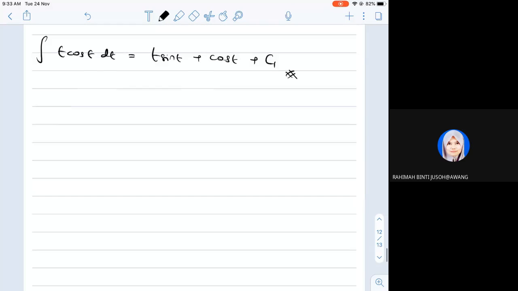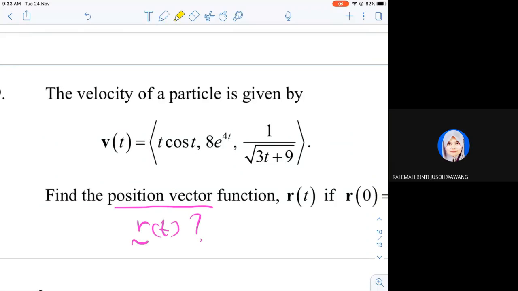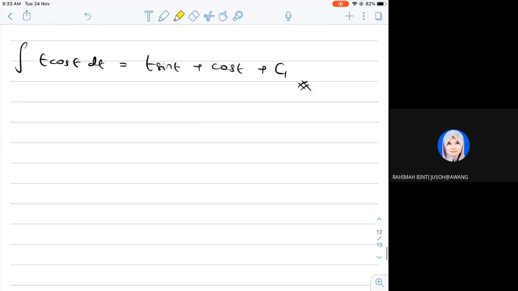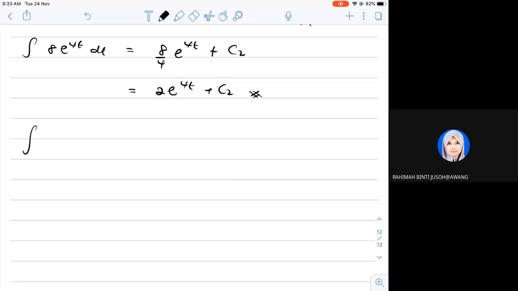Next we have the integration of the second component, 8 exponent 4t. It should be simple, guys. Integrate 8 exponent 4t dt. We just have 8 over 4 exponent 4t plus C2, or this is equivalent to 2 exponent 4t plus C2. Okay, that's it.